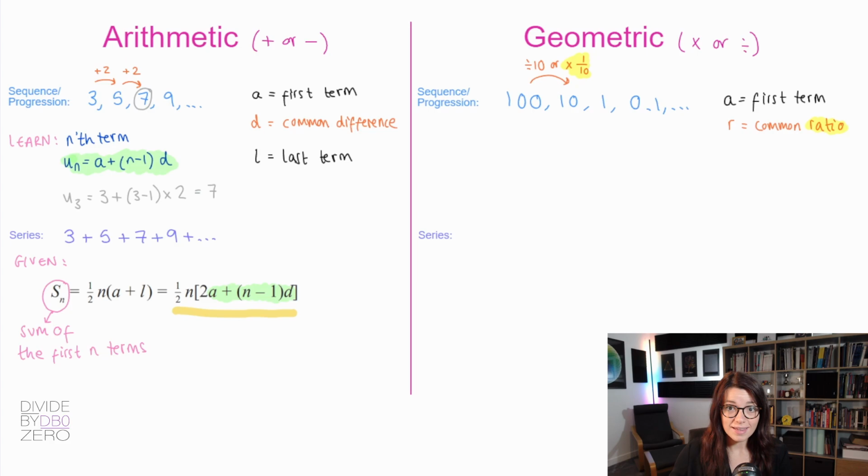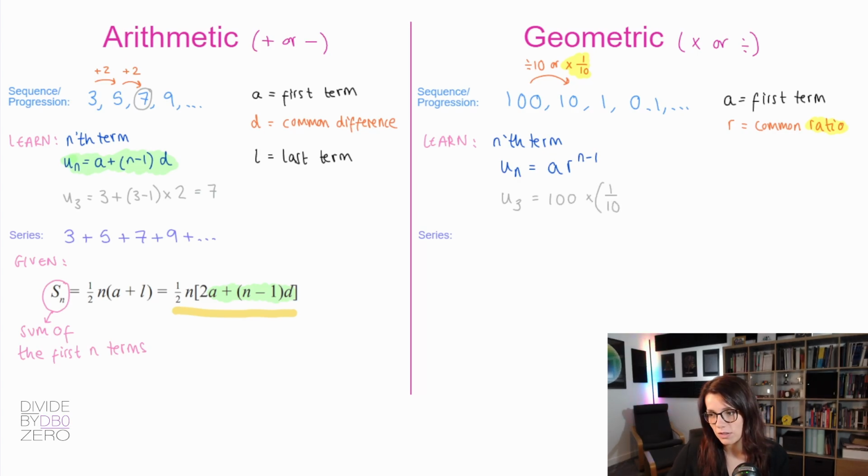There's a formula for the nth term that we need to learn as well. And for geometric, that looks like this. So u_n equals a r to the power of n minus 1. If we test that out, so let's look for u3 using the formula. a in this case was 100, r is 1/10, and then 3 take away 1 gives 2. So if we type this in, we end up with 1. And that is the third term in the sequence.